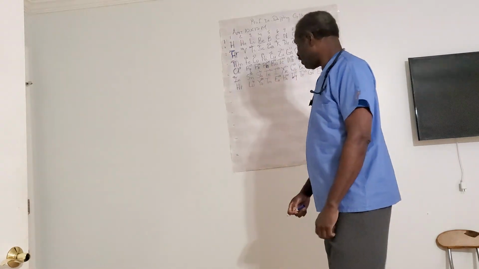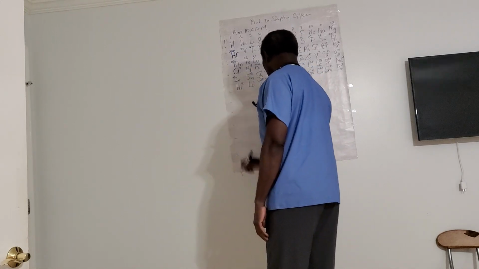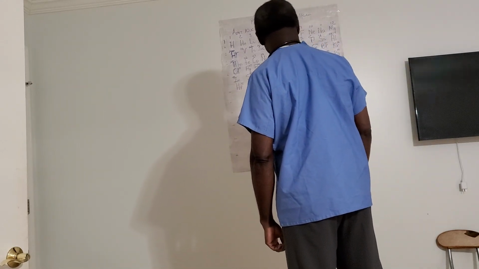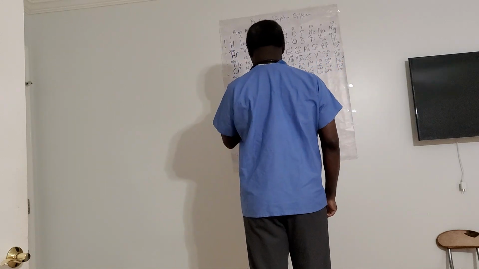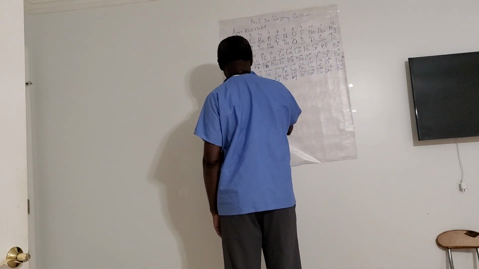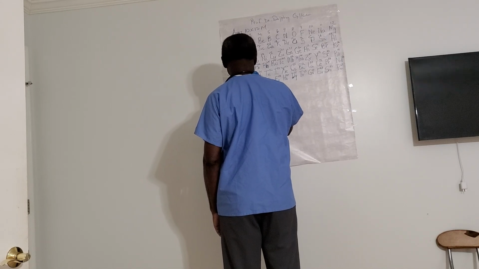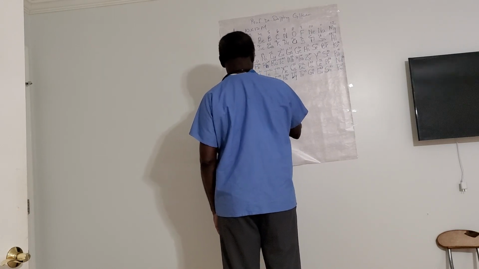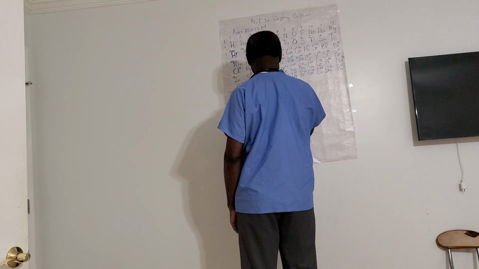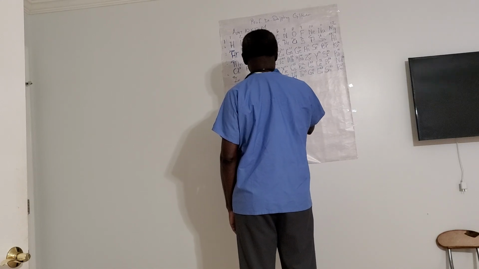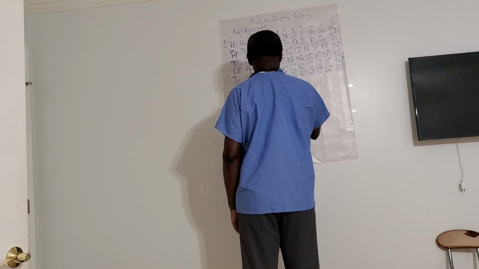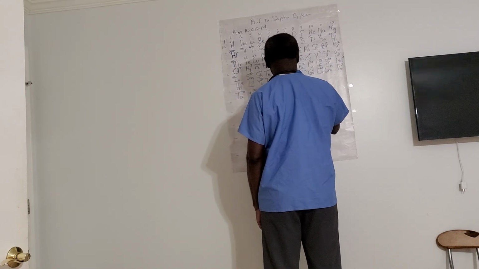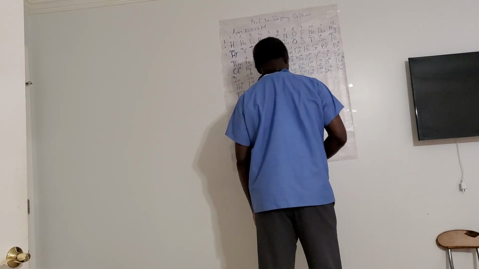Okay, so let's continue. So 73 tantalum. 74 tungsten. 75 rhenium. 76 osmium. 77 iridium. 78 platinum. 79 gold.